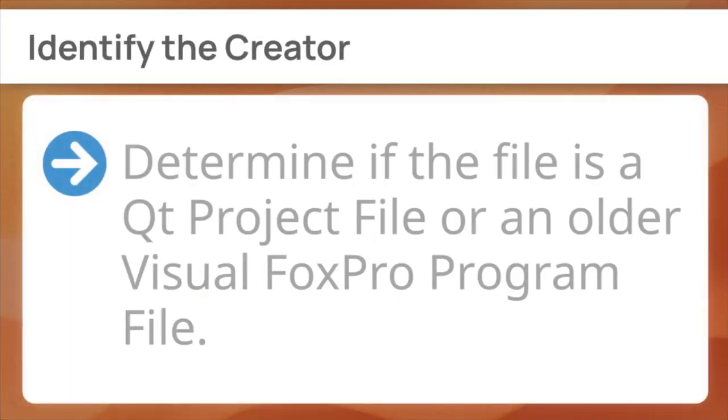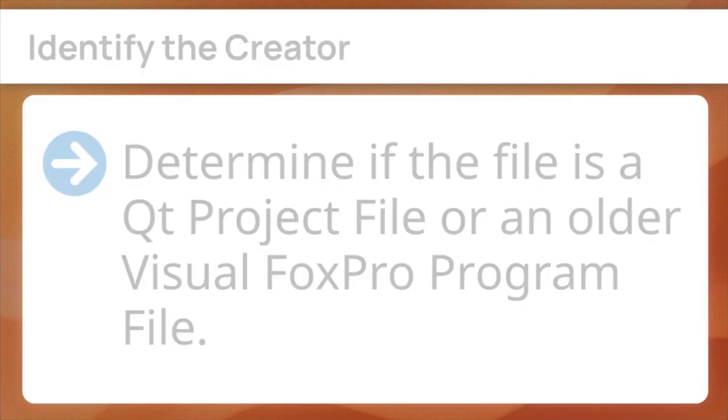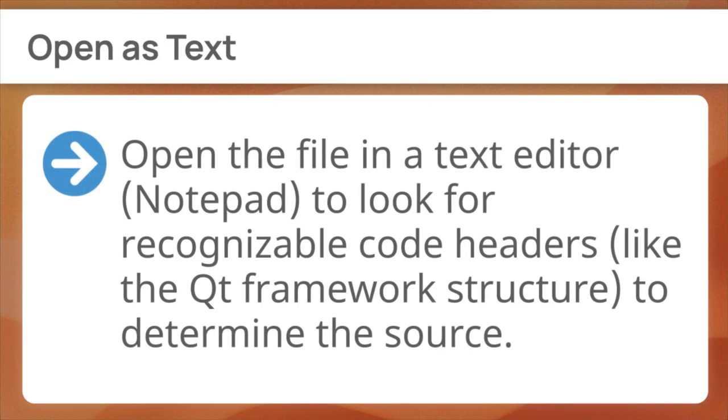First, identify the creator. Determine if the file is a Qt project file or an older Visual FoxPro program file. Next, use the original application. If Qt, open with Qt Creator. If FoxPro, use Visual FoxPro or a FoxPro runtime environment. Finally, open as text. Open the file in a text editor, Notepad, to look for recognizable code headers, like the Qt framework structure, to determine the source.